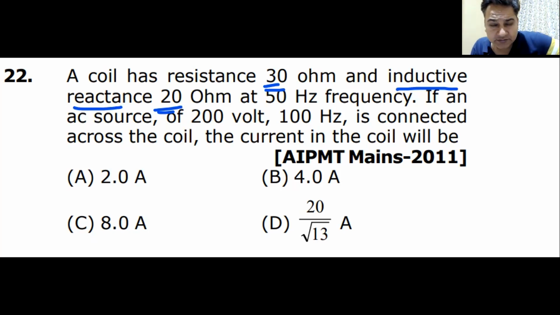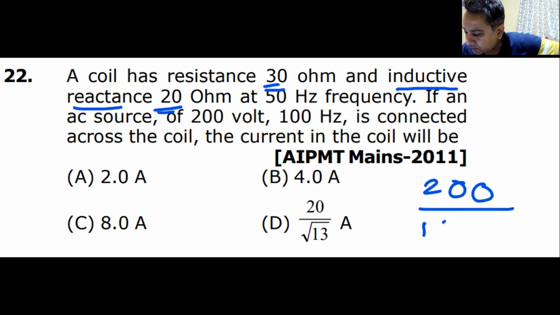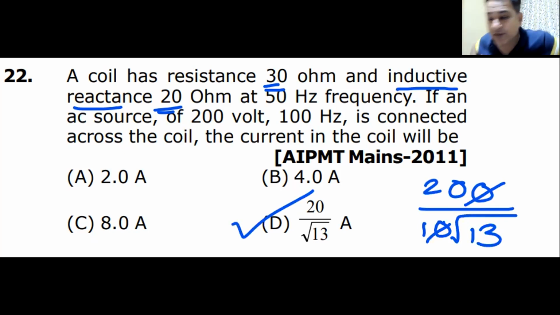I divide ERMS by Z. So 200 divided by 10 root 13, that is 10 into root over 3 square plus 4 square. The 10 and 10 will cancel and the answer will be 20 root 13. That's as simple as that. And that is why I say that the questions that are going to come are very simple.